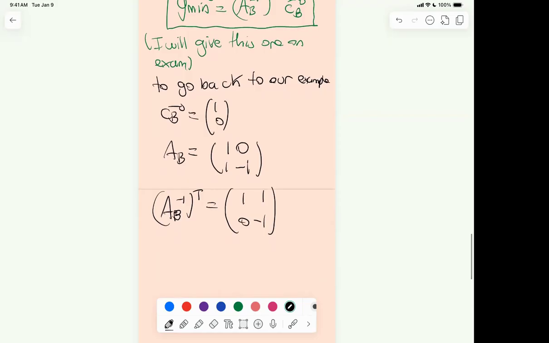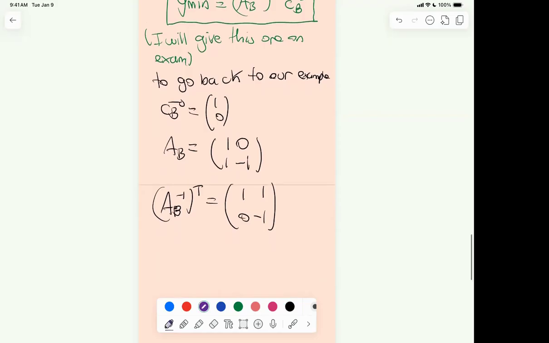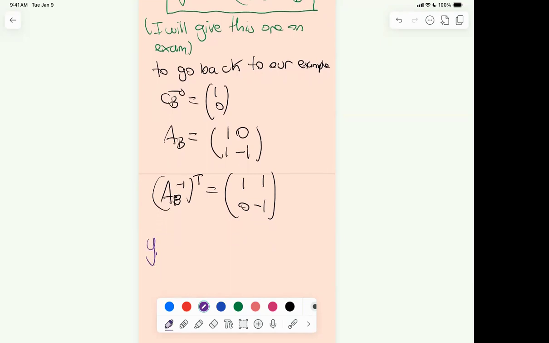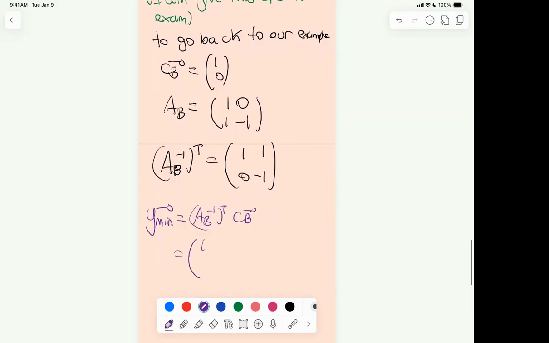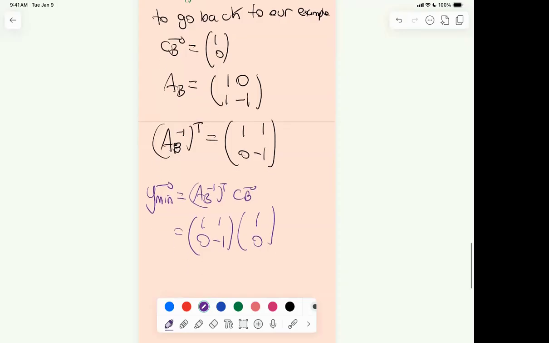And so what that means is that this vector y, the vector that minimizes the dual, is AB inverse transpose times CB. And so that would be 1, 1, 0, -1 times 1, 0. And that would give 1, 0. So this is the vector that gives you the solution to the dual problem immediately.